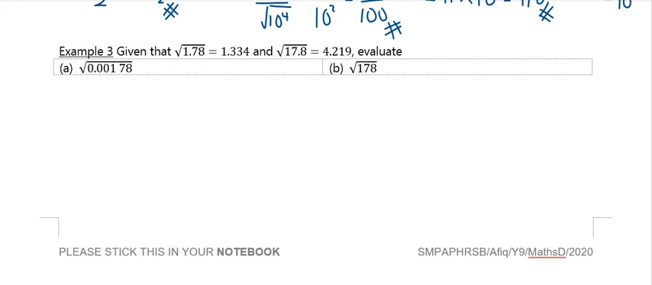So this one, okay, let's do something with 0.00178. Now you have learned standard form. Okay, this one, no, not standard form. This one, you can express as a fraction, but you have to turn the number into this or this one.